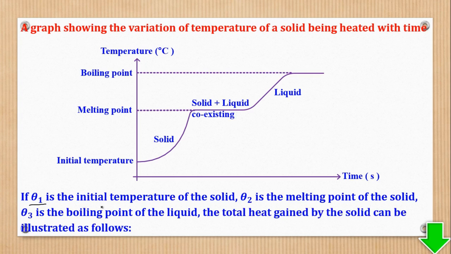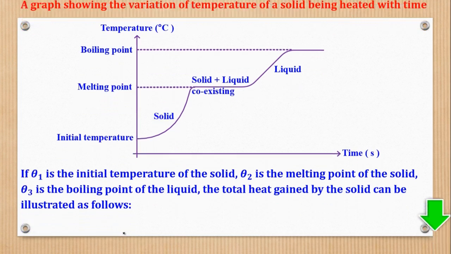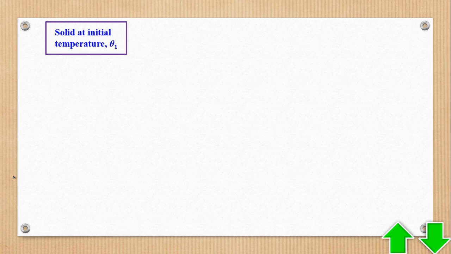So if theta 1 is the initial temperature, theta 2 is the melting point, and theta 3 is the boiling point of the liquid, the total heat gained by the solid can be illustrated as follows. When given a question to calculate, you don't need to draw a graph. What you need is to make a simple sketch of what happens. This is shown with the aid of block diagrams. The first one was solid at initial temperature, which is θ1.